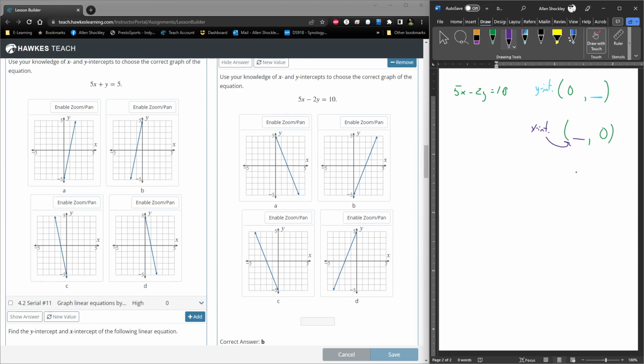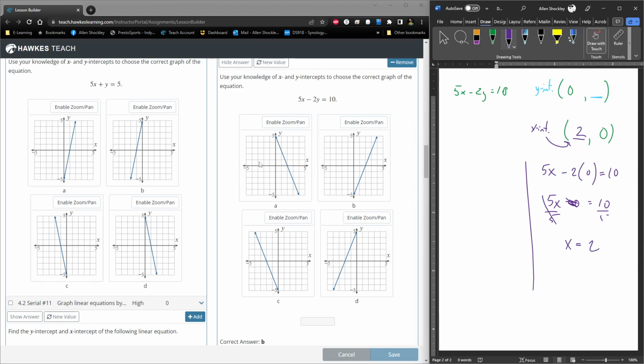Okay. So for my x intercept, I need a 0 in for y. So let's do that. I have 5, don't know my x, minus 2 times 0, and that's going to equal 10. So 5x, 2 times 0 is just 0, so I actually don't even need that. And then I'm going to divide by 5 to where I get x is now just 2.